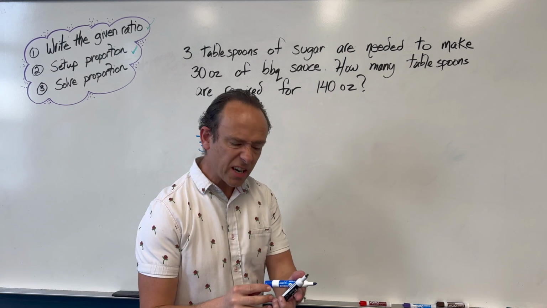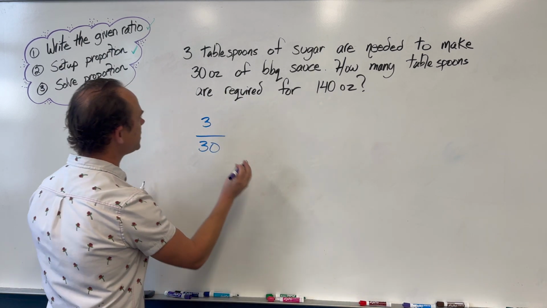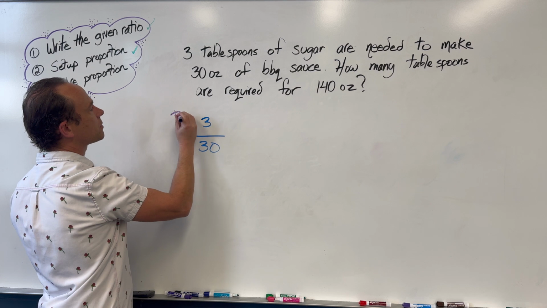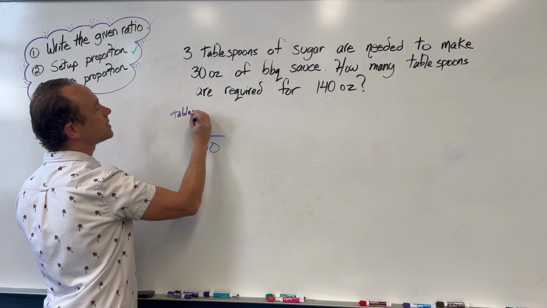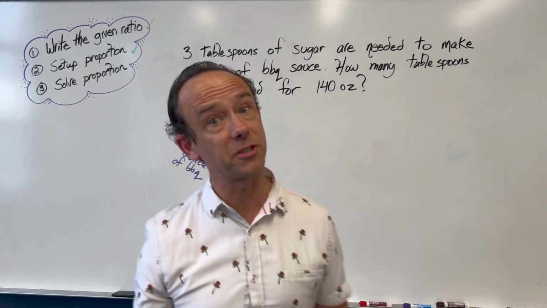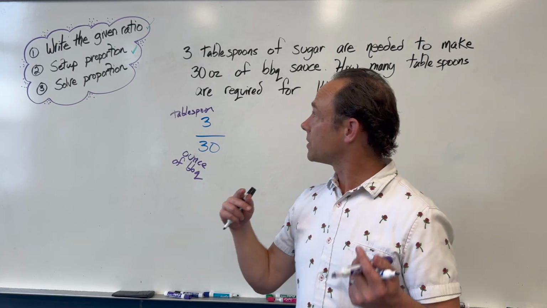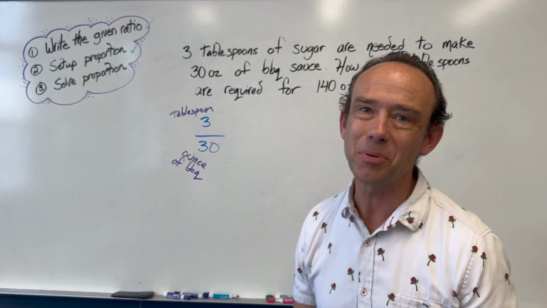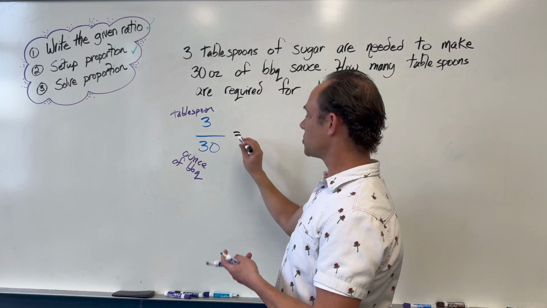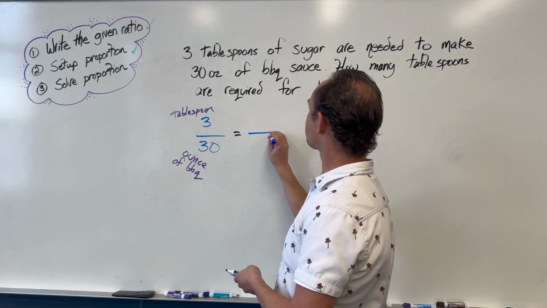And we want to keep track of our units. So let's go over here and just remember that the 3 is tablespoons and the 30 is ounces of barbecue sauce. Okay, so we set up a ratio. Well, we write the ratio. Now let's set up the proportion. So a proportion is 2 ratios that are the same.